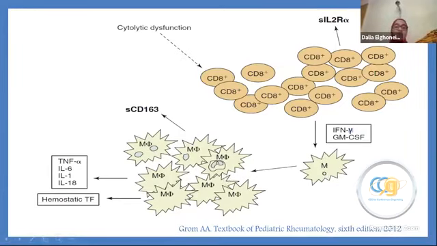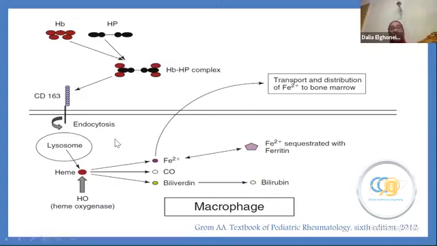The activated macrophages in turn secrete excessive inflammatory cytokines, mainly interleukin 6, interleukin 1, interleukin 18, and tumor necrosis factor alpha, together with hemostatic tissue factor, which contributes to the coagulopathy characterizing this disorder. Moreover, the activated macrophages express excessive scavenger receptor, termed CD163. The CD163 overexpressed on the actively phagocytic macrophages explains why this disorder is characterized by hyperferritinemia. CD163 captures the hemoglobin-haptoglobin complex, which is acted upon inside the lysosome by heme oxygenase, liberating free iron, which is then sequestered by ferritin, meaning that excess ferritin is needed in this situation.